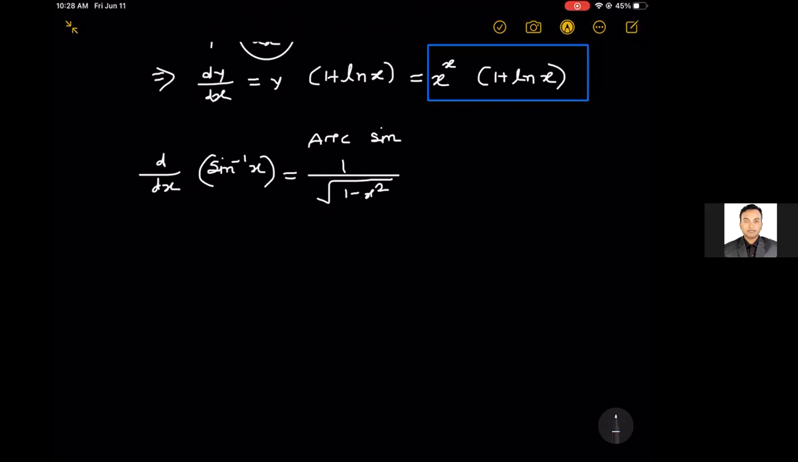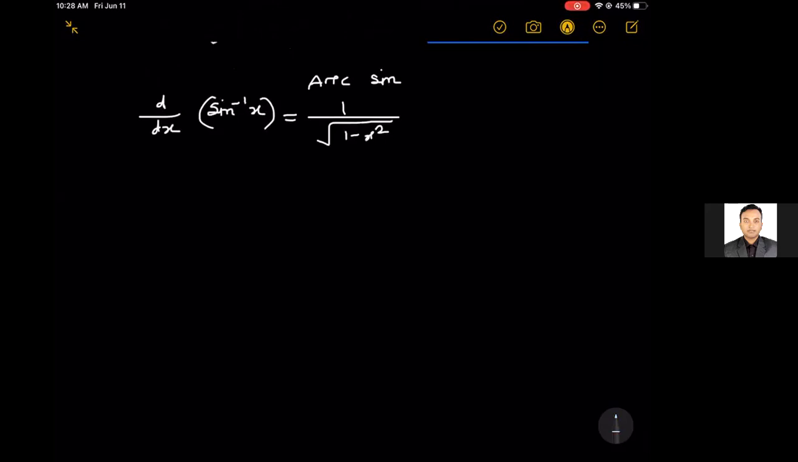Now, if you are given, let's say, a function like this, let me show one problem. Derivative of sine inverse, let's say 5x. Can you imagine what could be the derivative of it?